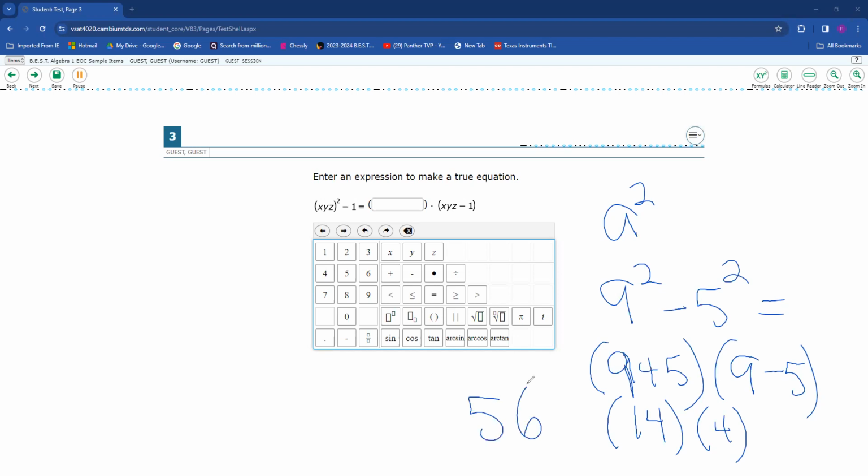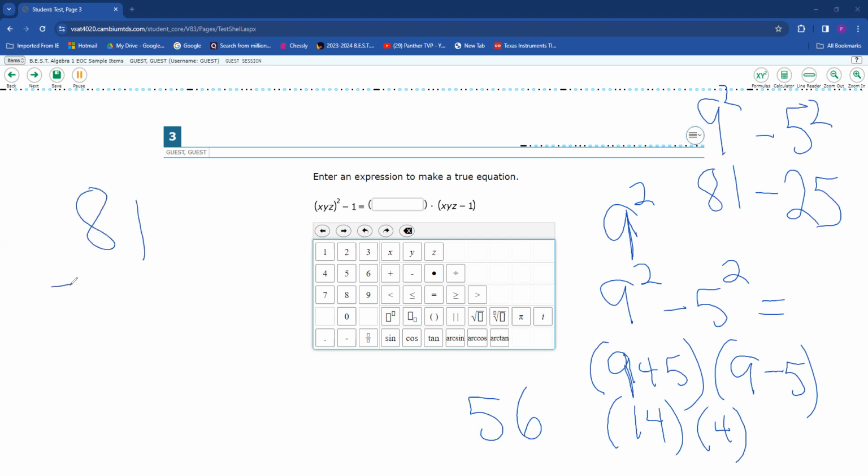Okay, as opposed to 81. 9 squared is 81. Minus 5 squared, which is 25. If I subtract 81 minus 25, bear with me, I'm going to change that to a 7, and this becomes 11. 11 minus 5 is 6, and 7 minus 2 is 5. So we see that this is true.